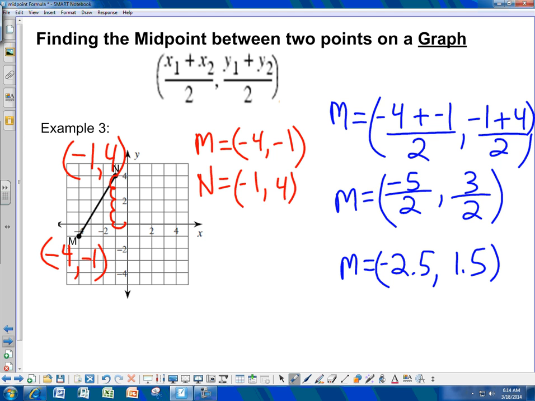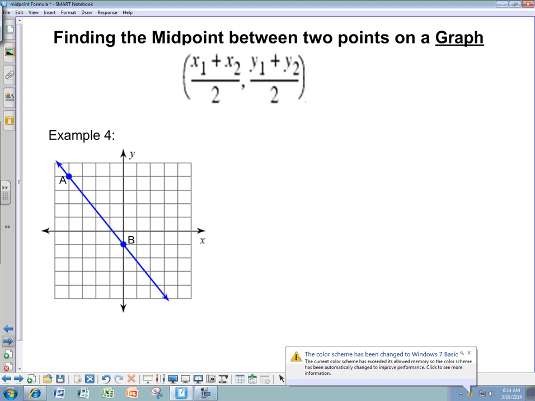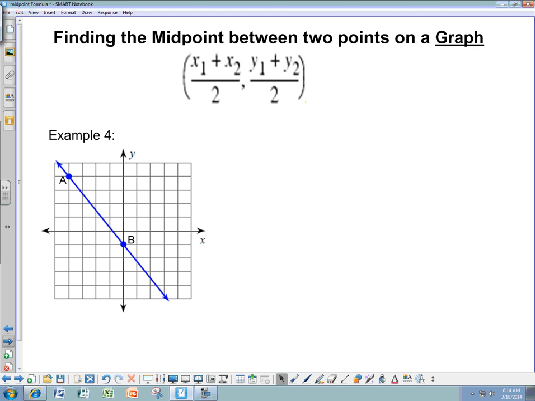All right, last example. Again, in this example, we're given a graph with 2 points A and B. And we're going to try to find the middle of those 2 points. Now we're going to do the same thing we did last time. We're going to first identify the location of A and B by giving them numbers.